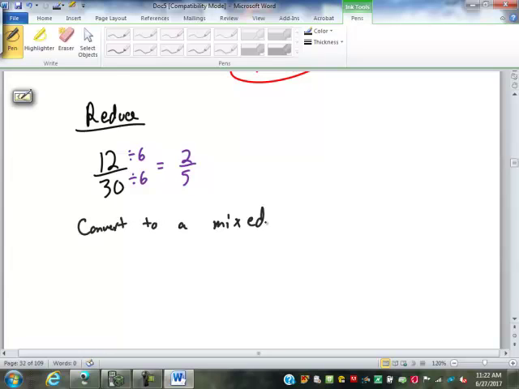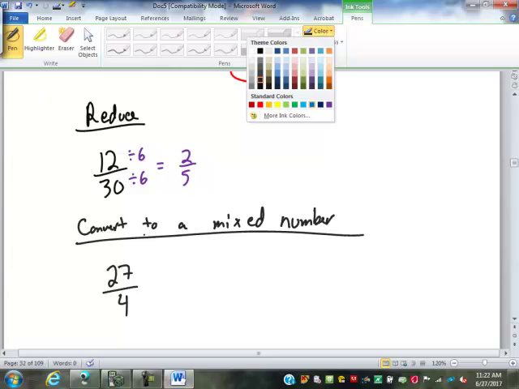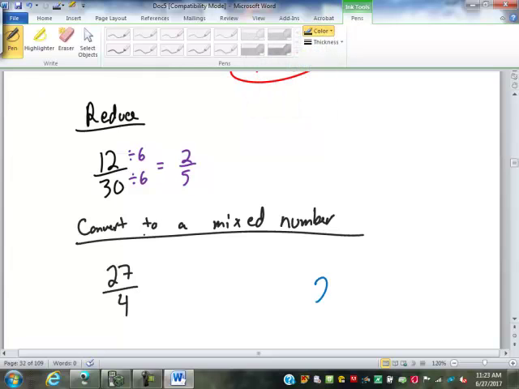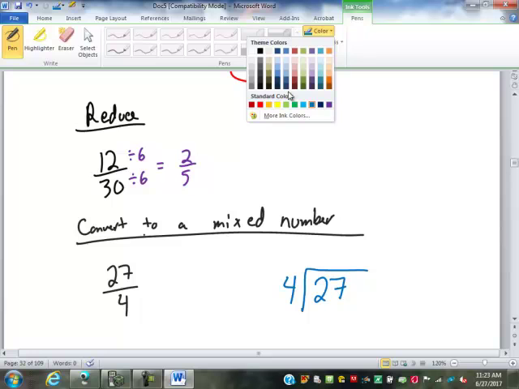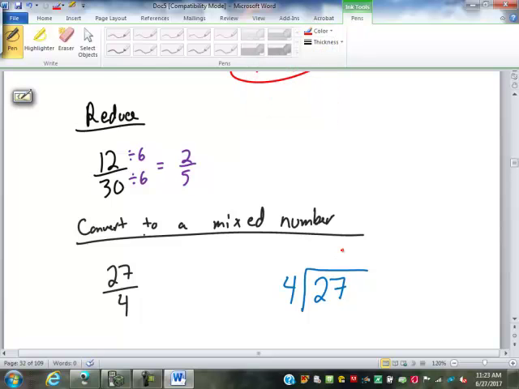You might be asked to convert to a mixed number, or write as a mixed number. If I give you something like 27/4, where's 27 divided by 4? 4 goes into 27 6 times, that would be 24. Remainder of 3, so it's 6 3/4.